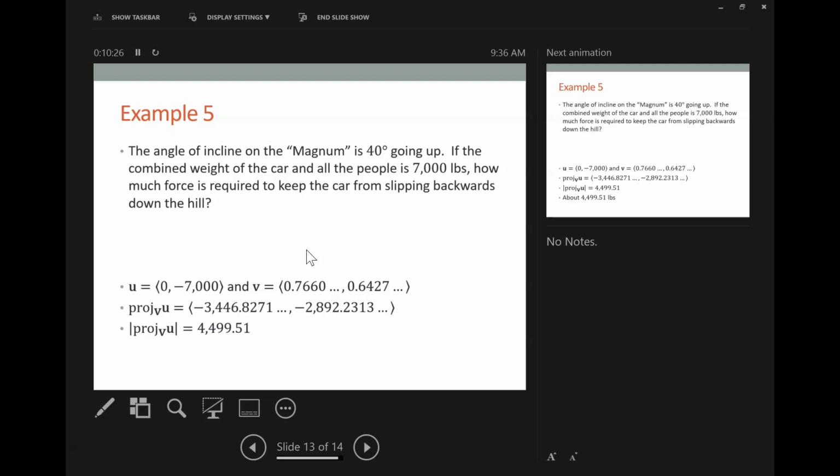Nope. How about 4,499.51? It should be equal, right? Because then they're going to cancel out and nothing's going to go anywhere, right? So it should be at least that much. Yes, sir.